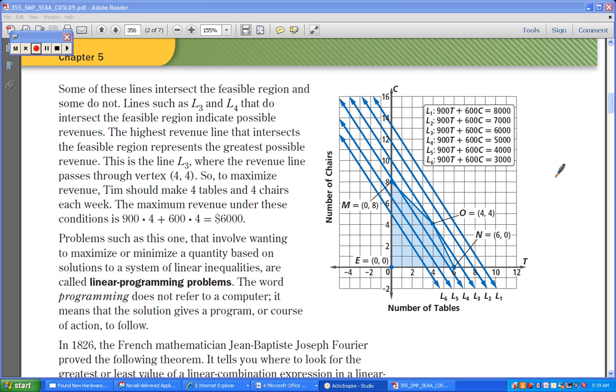The slope is always going to be negative 3 halves. The only thing that this revenue is affecting is the y-intercept. So that makes the line go up or down. If I want more revenue, the line goes up here. And if it is less, I go down.